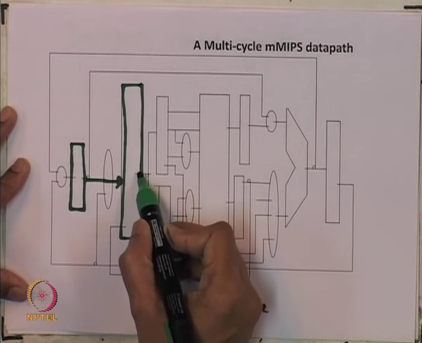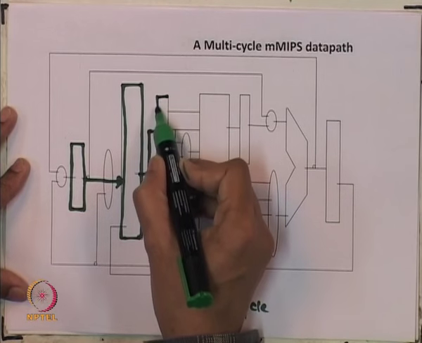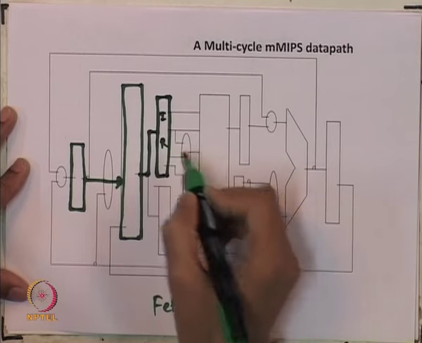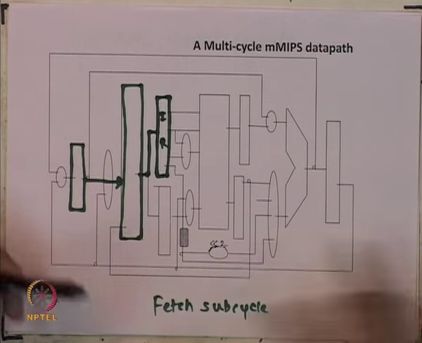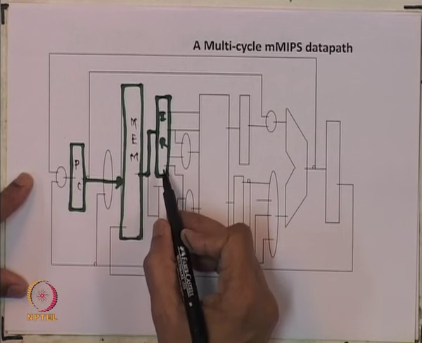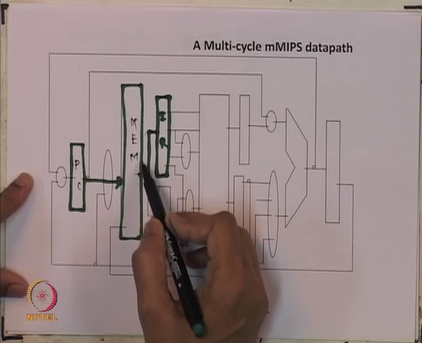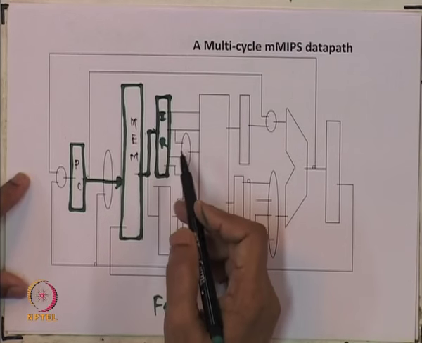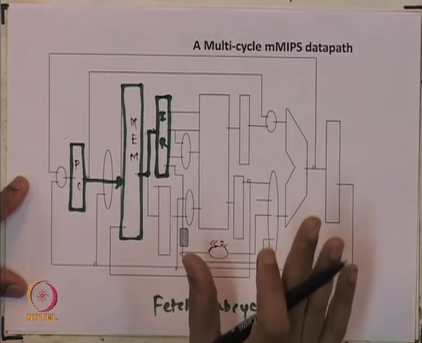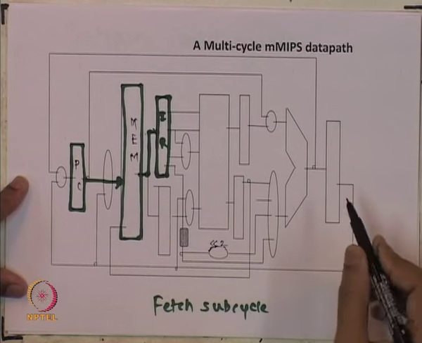Then the data output of this memory arrives over here, and this instruction register IR is enabled to load into itself the contents of memory that are coming out over here, and that would be the instruction. So, that in the next state the instruction is stably available here, and that can be decoded, analyzed for the rest of the subcycles for that instruction cycle.